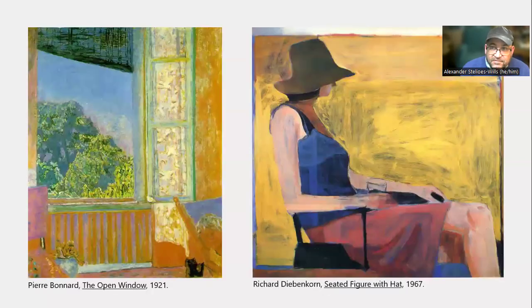I promise you. So here are another two examples of artists who are being playful, right? Once again, we've got another Bonnard being playful, and how much they make the use of shapes obvious and to the point, especially more so with Diebenkorn.